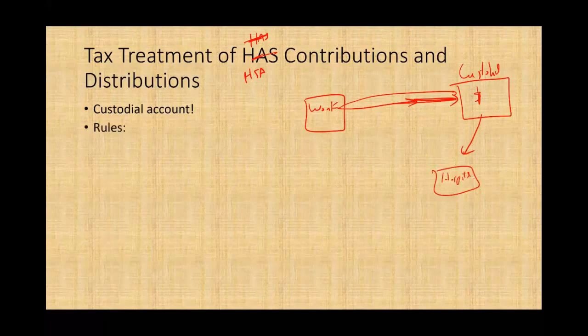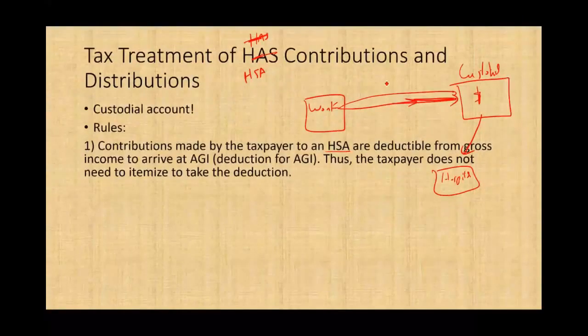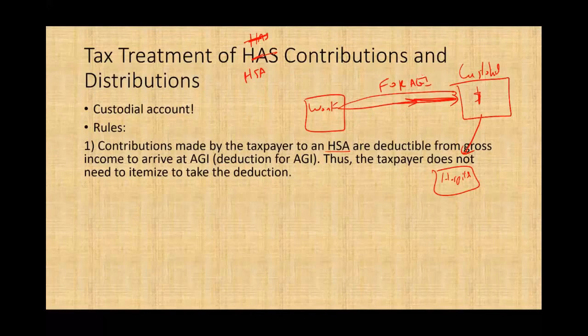Okay, what are the rules? Here are the rules. Contributions made by the taxpayer to an HSA account are deductible from gross income to arrive at AGI. So this money is deducted for AGI, which is good. Excellent. This is what we want. We want the money deducted for AGI. Thus, the taxpayer does not need to itemize to get this deduction. So you'll get this deduction without itemizing. That's why it is kept separate from the medical expenses on Schedule A, which is great. For AGI is great.